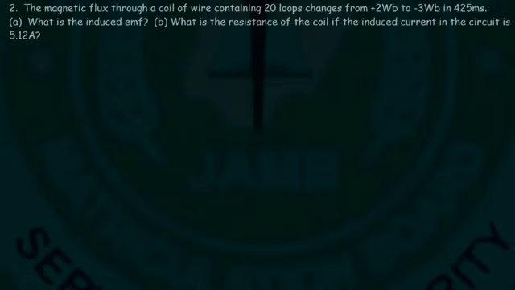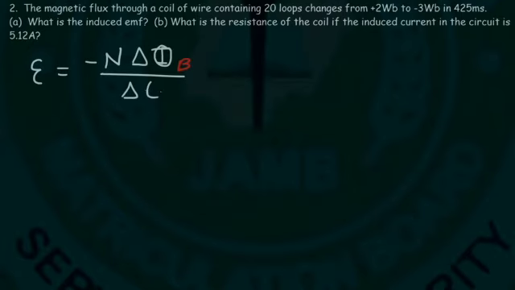Number 2. The magnetic flux through a coil of wire containing 20 loops changes from +2 to -3 webers in 425 milliseconds. What is the induced EMF? The induced EMF is equal to -N times the change in the electric flux, not the electric flux, but the magnetic flux, divided by the change in time.